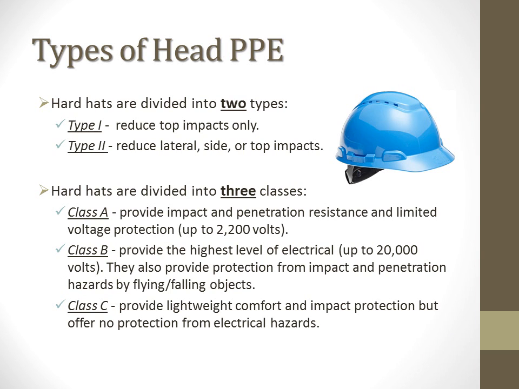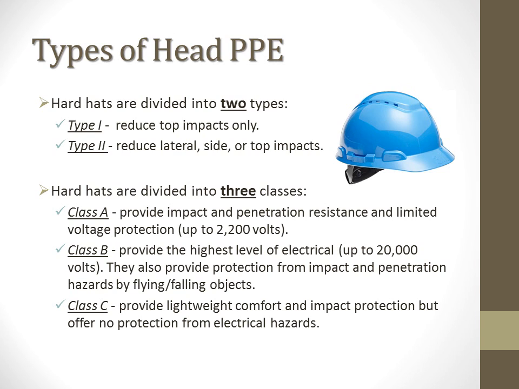There are two types of hard hats used in industry, Type 1 and Type 2. Type 1 is designed to reduce the blow from impacts to the top of the head only. Type 2 is designed to reduce the blow from a lateral, side, or a top impact. Additionally, hard hats are classified into 3 classes.